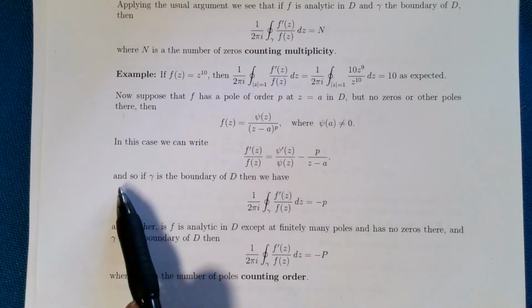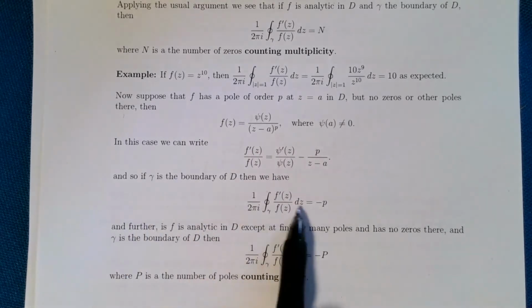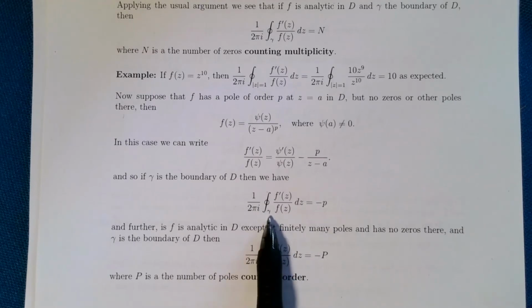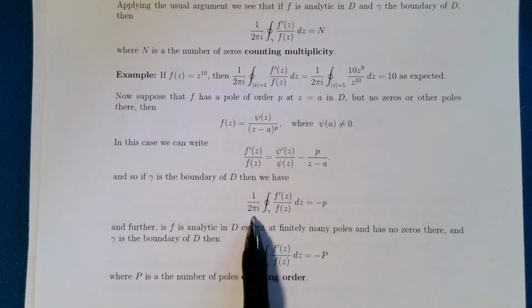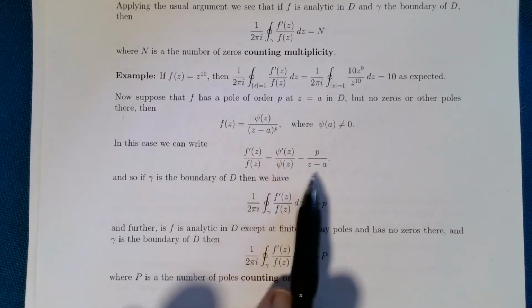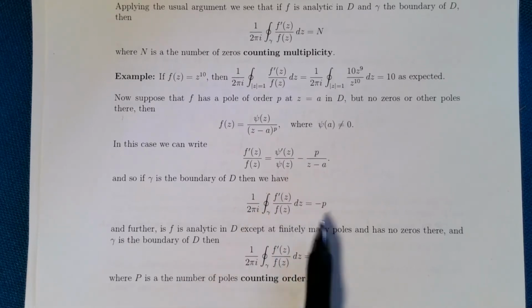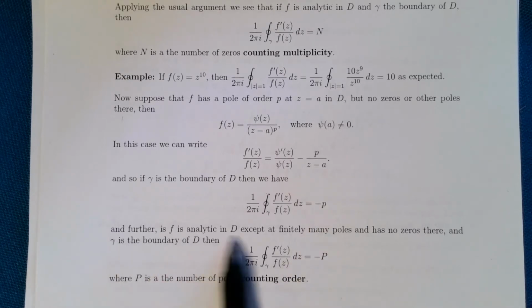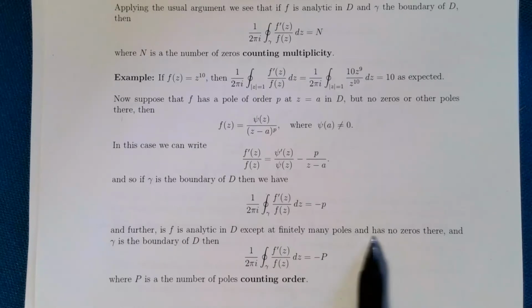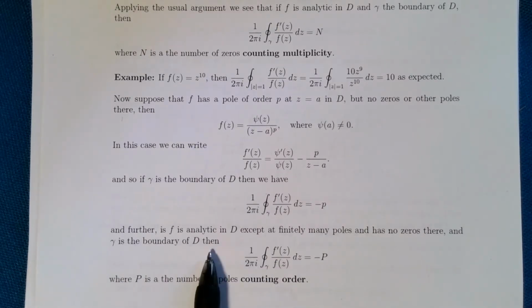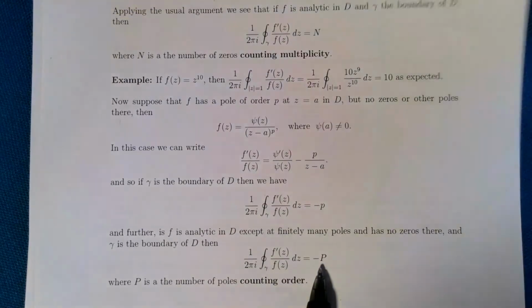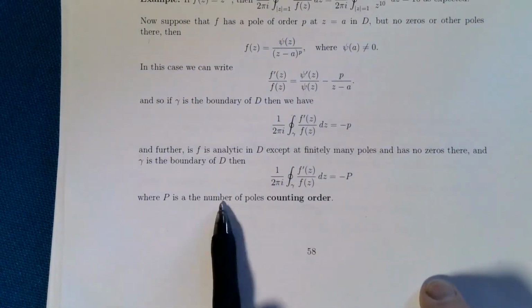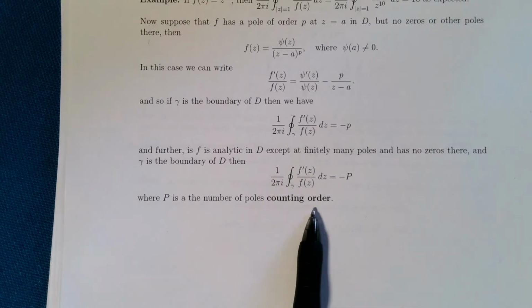Again, we take gamma to be the boundary of D, and we integrate the logarithmic derivative around that contour, and divide by 2 pi i. So this is analytic, this disappears. This one here again gives me 2 pi i times minus p, and dividing by 2 pi i gives me minus p. Now we do the same idea as before. If f is analytic except at finitely many poles, and there are no zeros there, and gamma is the boundary of D, then this integral is going to give me minus p, where p now is the number of poles counting the order of the poles. So, number of poles counting order.